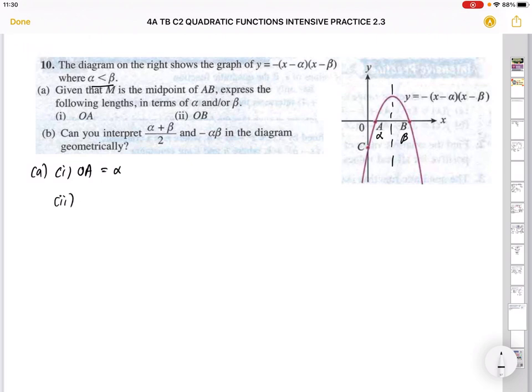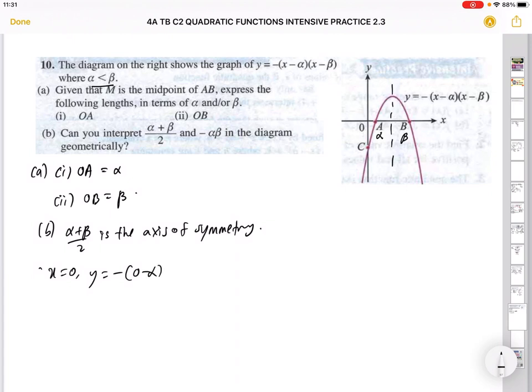Can you interpret alpha plus beta over 2? Now we know alpha plus beta over 2 is the axis of symmetry, isn't it? Okay. And how about negative alpha beta? If you substitute x with 0, this is negative (0 minus alpha)(0 minus beta). This is negative alpha beta. So what does this represent? The negative alpha beta is the y-intercept of the curve.